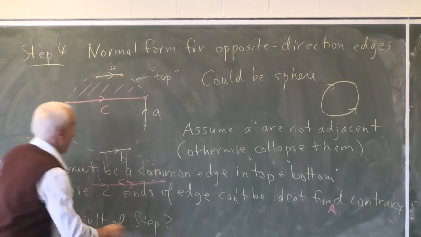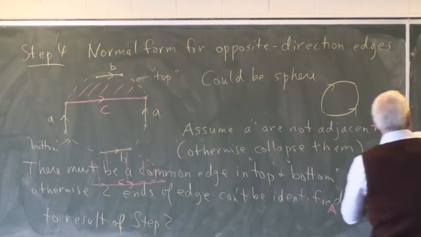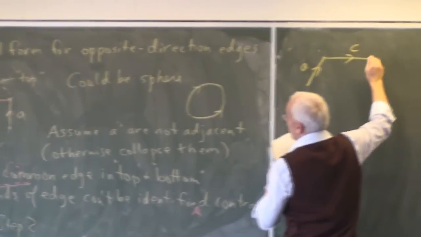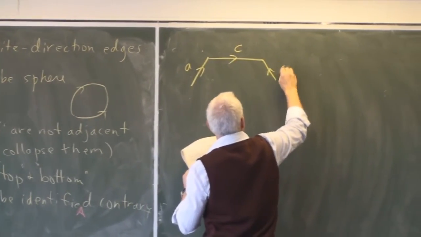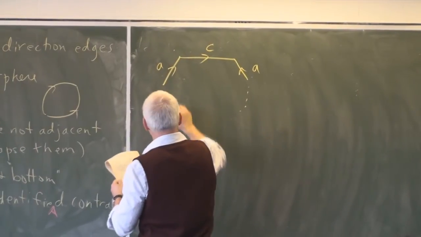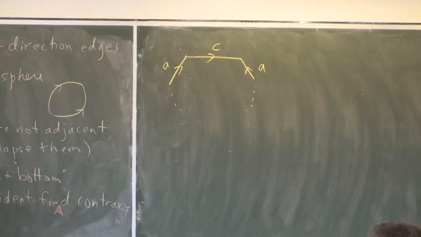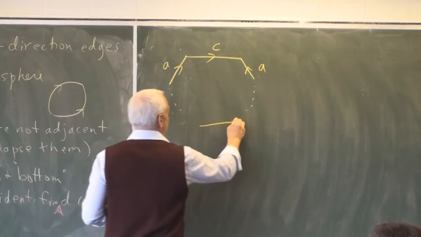And what does that result in? Well, that gives us now something. There's an edge A there, and our edge C, and our edge A. And then there's some other stuff. And our edge C should be the same as in this direction here. Our edge C somewhere down here.